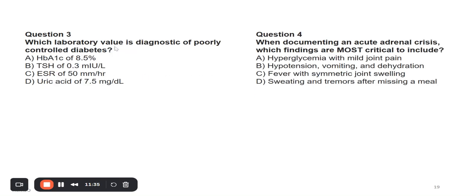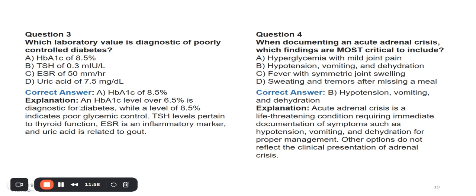Question 3. Which laboratory value is diagnostic of poorly controlled diabetes? A. HbA1c of 8.5%. B. TSH of 0.3 mIU per L. C. ESR of 50 mm per hour. Or D. Uric acid of 7.5 mg per dL. Definitely it's A. We are talking about diabetes, so an HbA1c level over 6.5% is diagnostic for diabetes, while a level of 8.5% indicates poor glycemic control. TSH levels pertain to thyroid function, ESR is an inflammatory marker, and uric acid is related to gout.